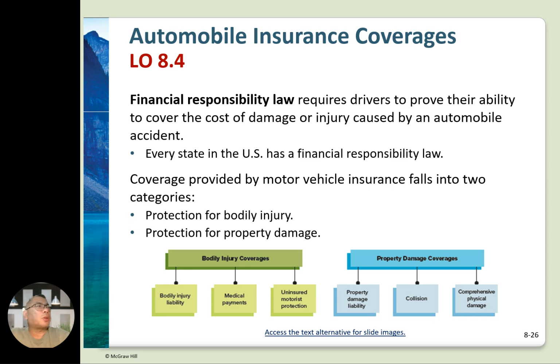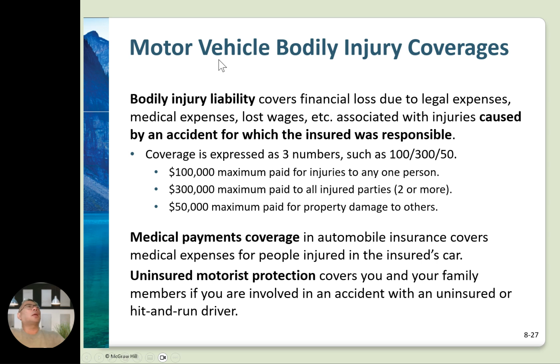Coverage provided by a motor insurance policy falls into two categories: protection against bodily injury and property damage. The bodily injury coverage includes bodily injury liability, medical payments, and uninsured motorist protection. Property damage includes property damage liability, collision, and comprehensive physical damage. What are they? Bodily injury covers the financial loss due to legal expense, medical expense, and lost wages associated with injury caused by an accident for which the insured was responsible. If you hit somebody from behind, then you are responsible.